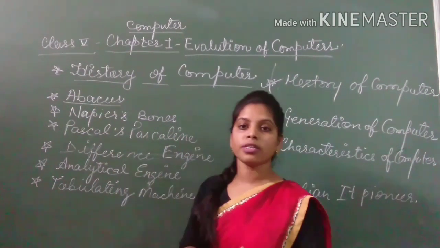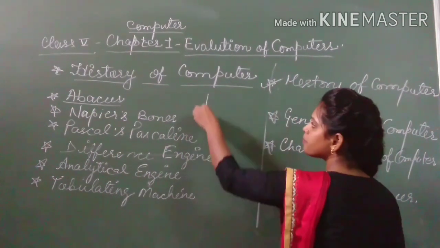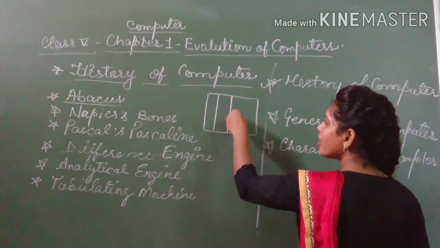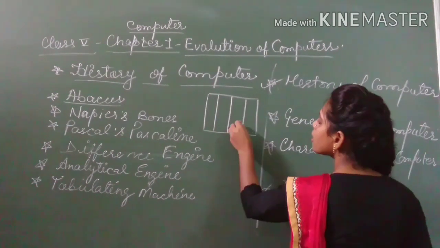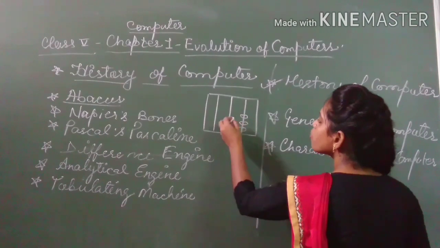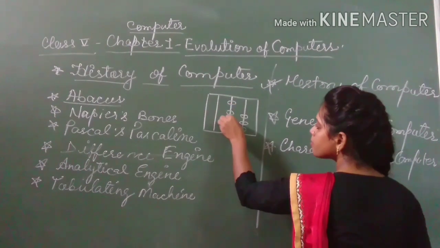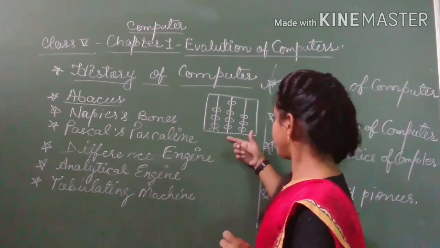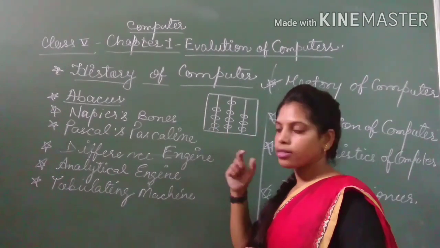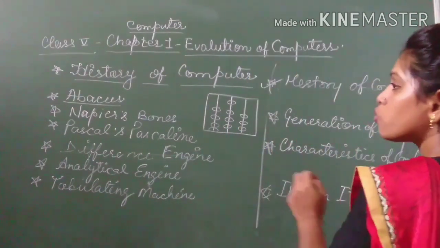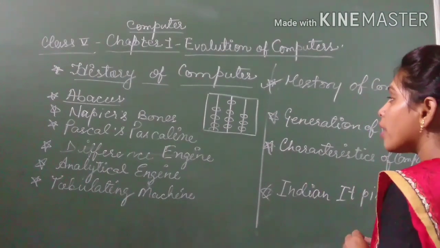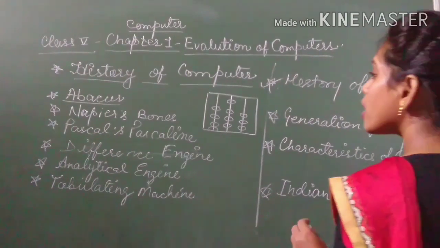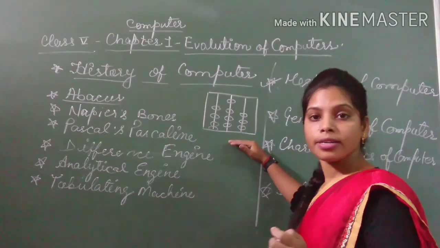We all have seen that an abacus looks like this. It has beads on straws. It is like a disc in which rows are in vertical order. It looks like this. The word abacus comes from the Greek word abax. Abax means calculating board or calculating table.